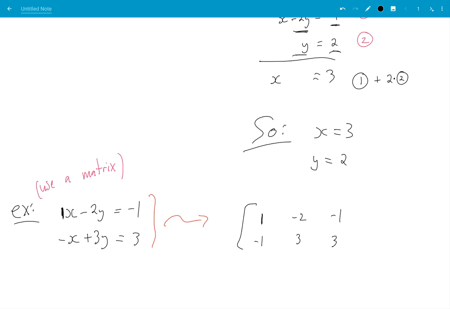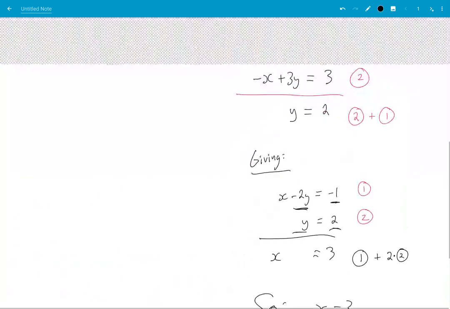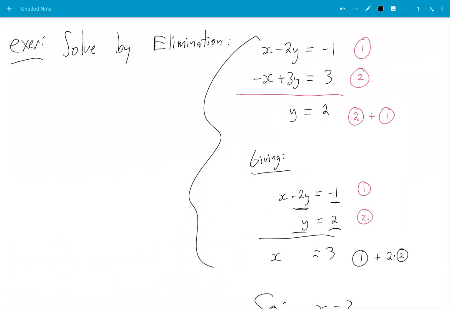We typically just write a little square bracket there. And now I can't remember, some textbooks put a line like that just to say this is kind of my equal sign there. And then what we're going to do is basically do elimination again. We're going to do the steps we did up here, but now in a much more efficient manner.